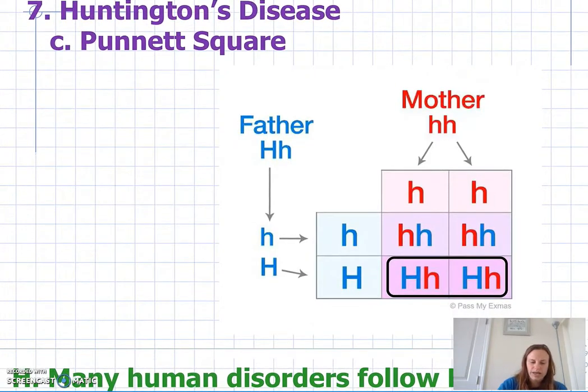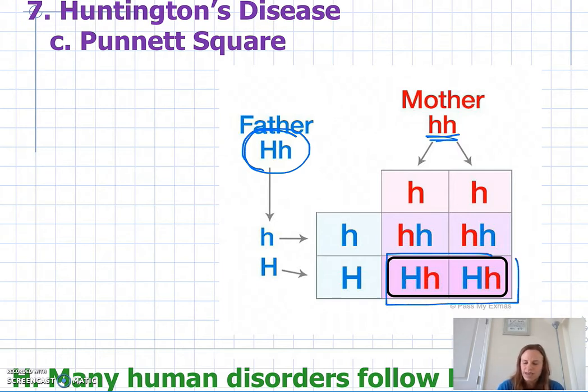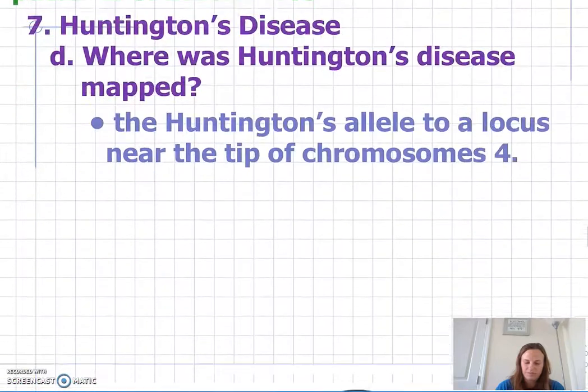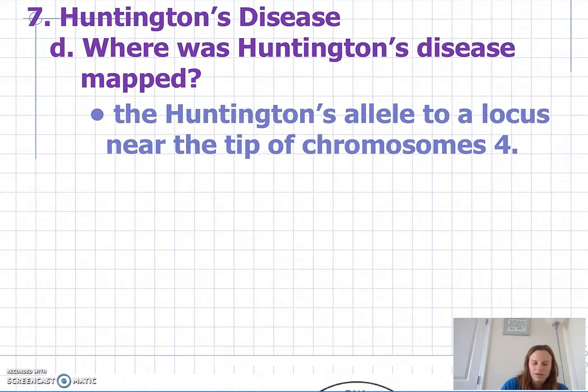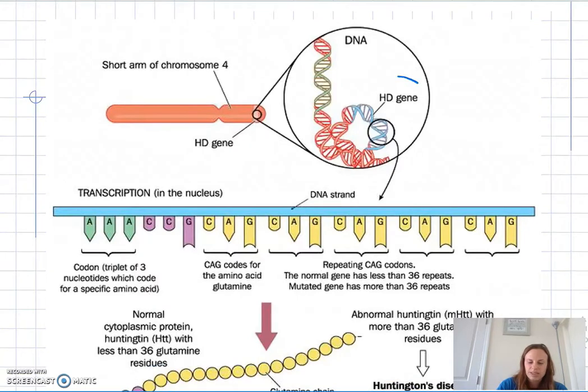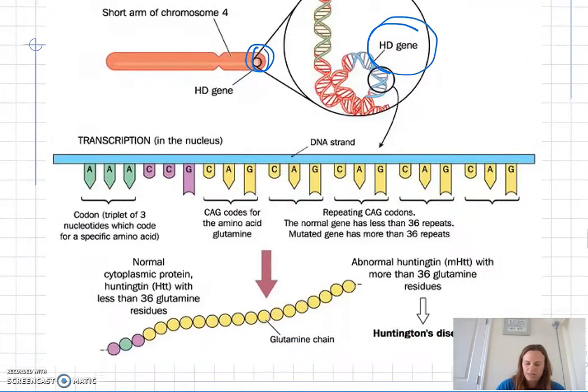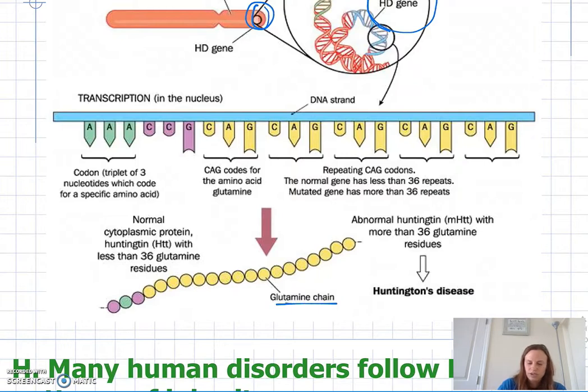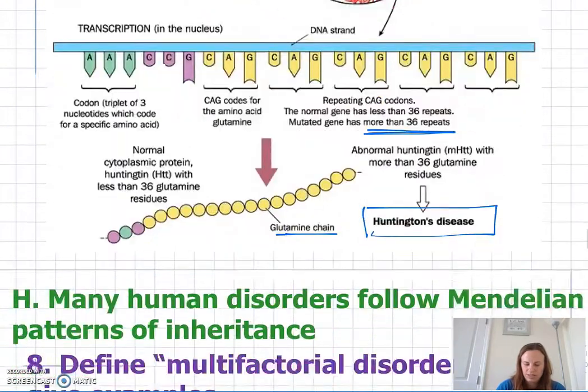Here's a Punnett square showing how a father who is affected with Huntington's disease that mates with a mother who is not affected by Huntington's disease has a 50% chance of passing on Huntington's to their offspring. So Huntington's disease was mapped to the tip of chromosome 4, where the HD gene is located at the tip of that chromosome. Now, if that HD gene is mutated, it means that my glutamine chain has more than 36 repeats. I repeat glutamine, that amino acid, more than 36 times, and as a result, I have Huntington's disease.